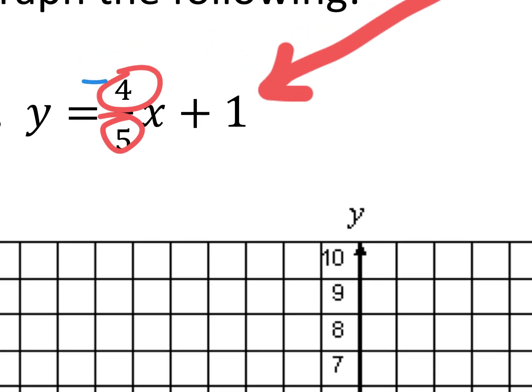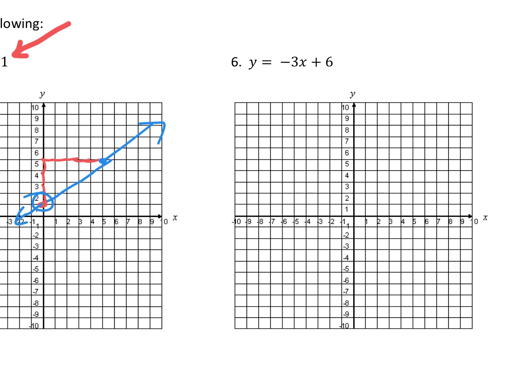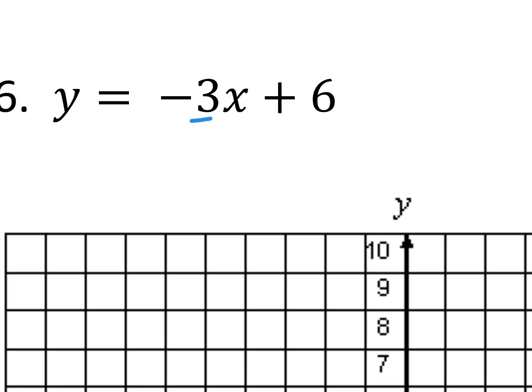What if it had been negative? There was one like that on our test. Then you go down 4. You don't rise 4, you fall 4. Do you get how that's the opposite of rise? So you'd go down 4 and run 5. All right. So this one, it doesn't even have another number. You got to know to put a 1 there. Now remember, you're not going to rise 3. You're going to fall 3. All right.